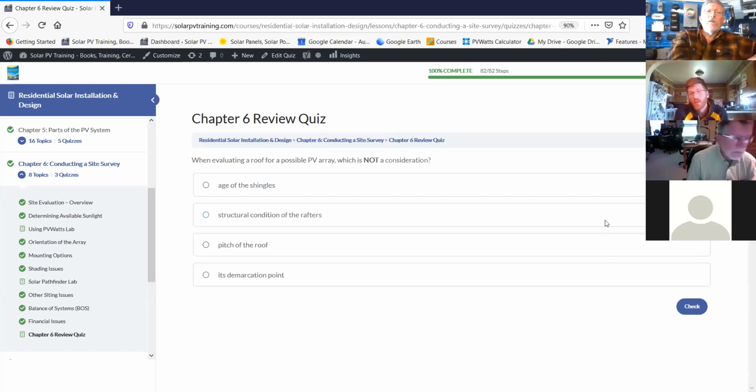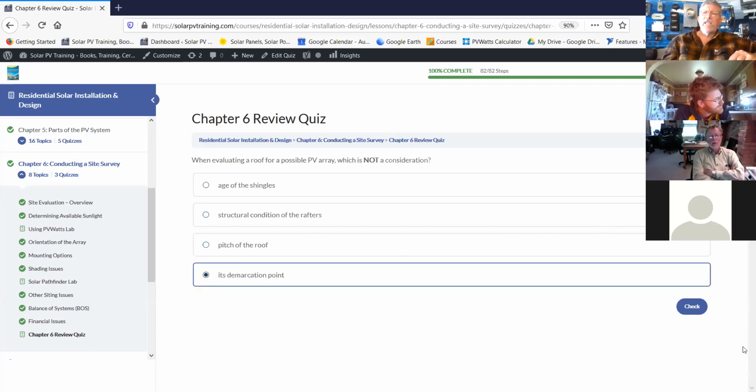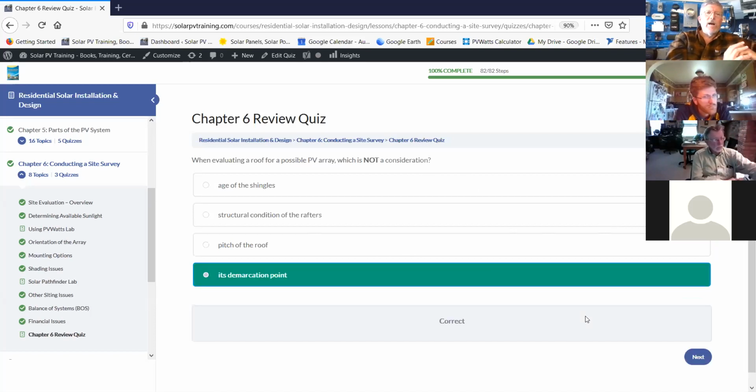When evaluating a roof for possible PV array, which is not a consideration? The age of the shingles, structural condition of the rafter, the pitch of the roof, or its demarcation point? Demarcation point. Yeah, the demarcation point. Obviously, the age of the shingles, if you're going to need to replace the shingles, you should do that before you put up a solar array, or at the same time, even better. Structural condition of the rafters.